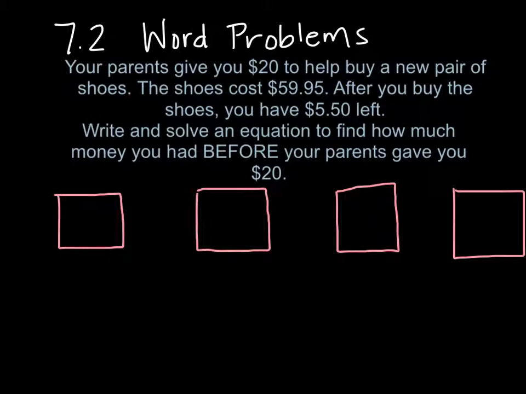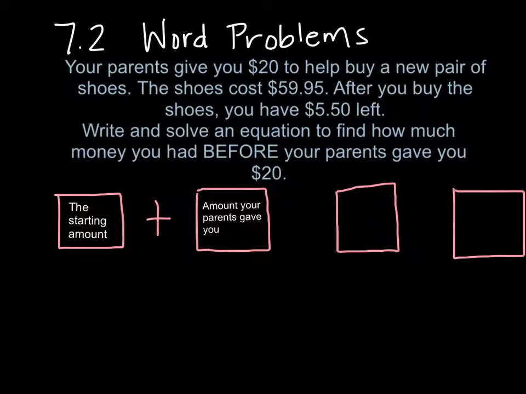Okay, so I've divided this up into 4 boxes to let you understand what the words are that we're talking about. So I'm going to fill these boxes in with words. The first thing that you have to think about is, what is the starting amount that I have? Because it said write and solve an equation to find out how much money you had before your parents gave you $20, we don't know what the starting amount is. But what we do know is that we're going to add it to the money our parents gave us. So that's where the operation of plus comes in. Then, in the next box, we're going to have the amount your parents gave you.